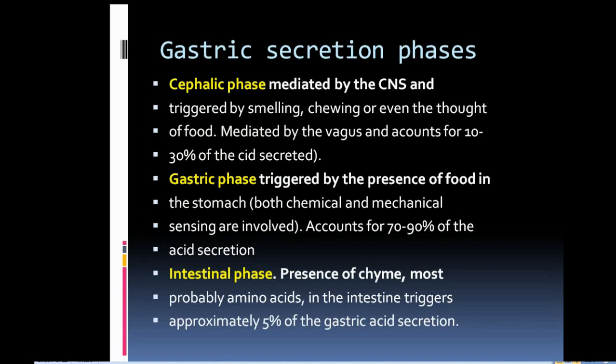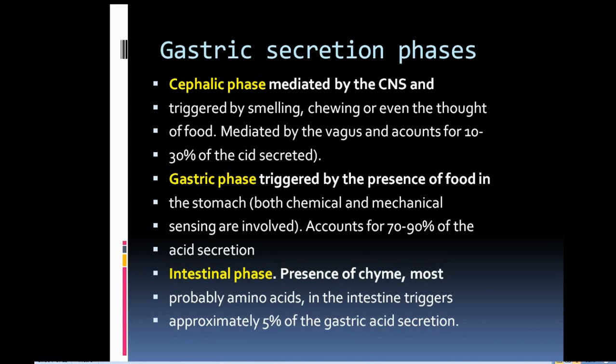Now when we see gastric acid secretion, it has three phases: cephalic phase, gastric phase and intestinal phase. The cephalic phase is mediated by the CNS and triggered by smelling, chewing or even the thought of food. This is mediated by the vagus and accounts for about 30% of acid secretion. This is the cephalic phase. The gastric phase is triggered by the presence of food in the stomach. Both chemical and mechanical sensing are involved in the gastric phase. It accounts for 70 to 80 to 90% of the acid secretion.